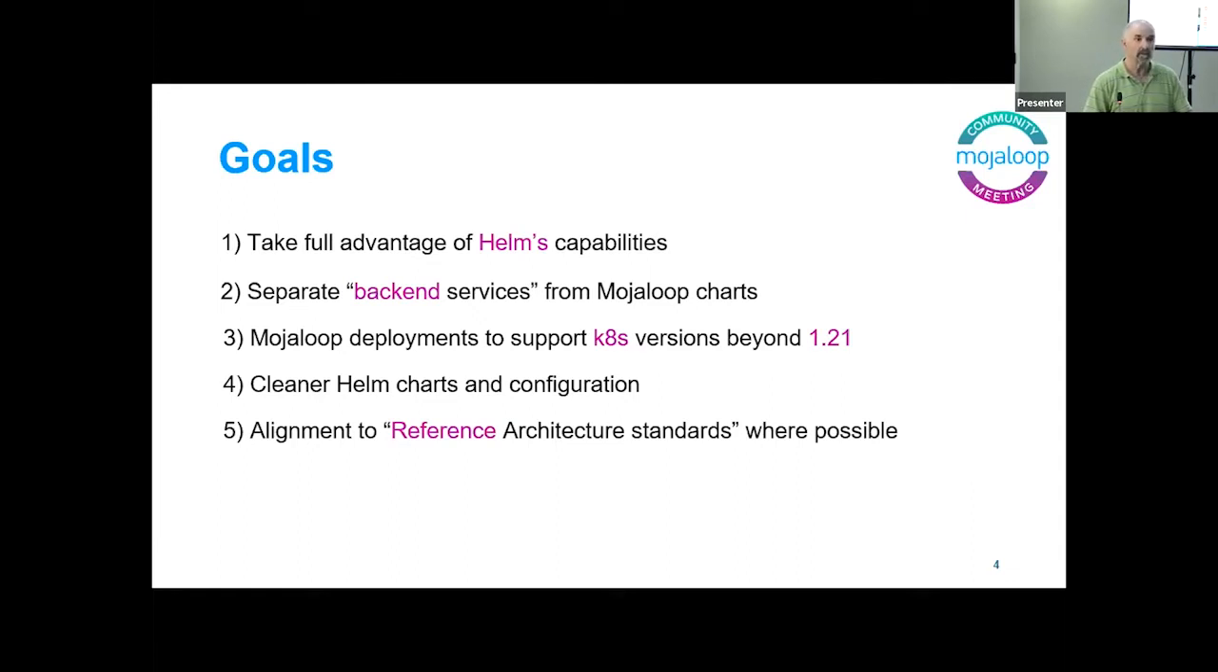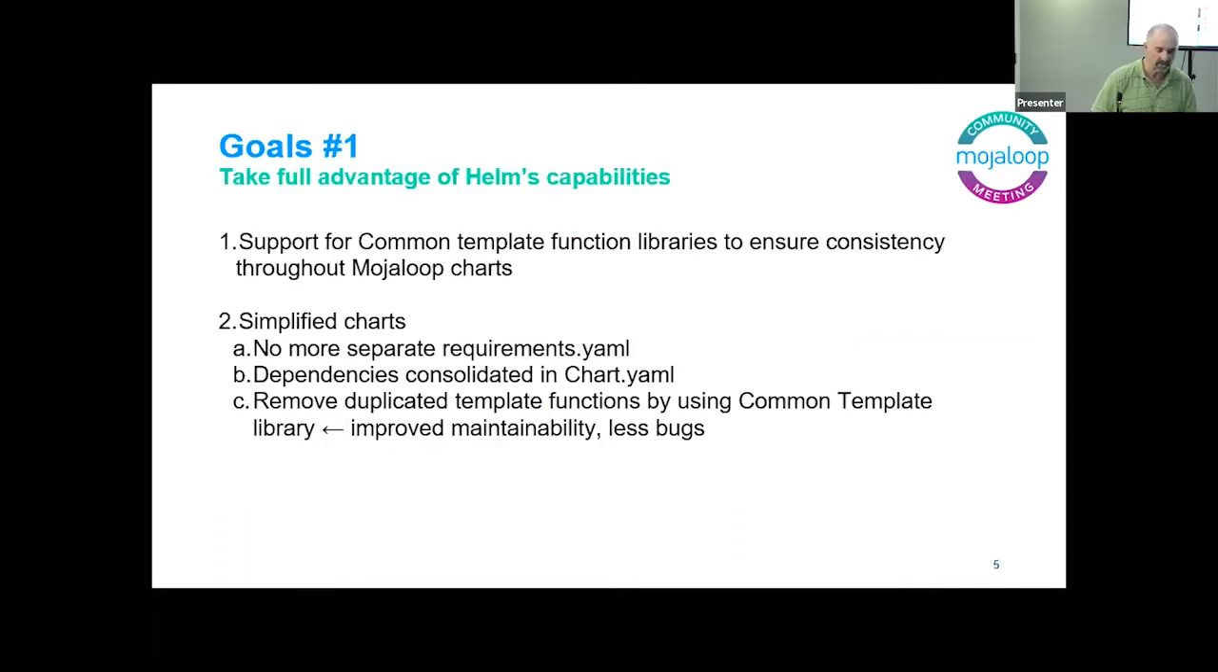We want to support the Kubernetes versions beyond 1.21 that you heard Miguel refer to, cleaner and therefore easier, not necessarily easy, but easier Helm chart configuration, and alignment to the reference architecture that Pedro was talking to us and giving us an update on yesterday. So just looking at each of these goals in turn, let's give just a little bit of a flavour.